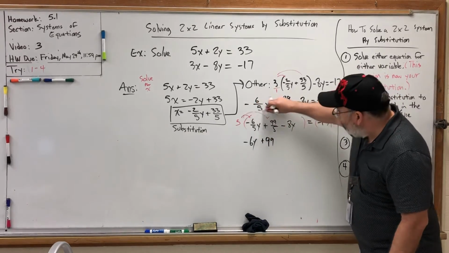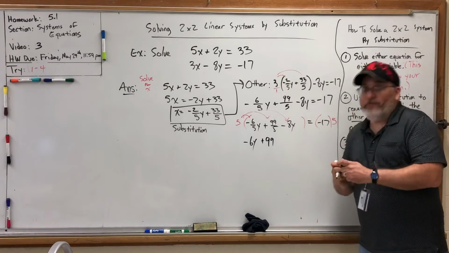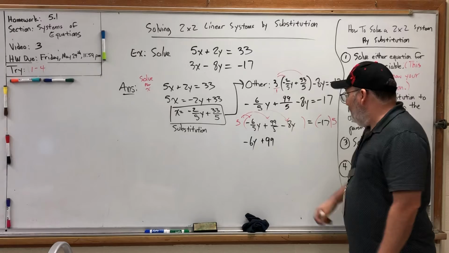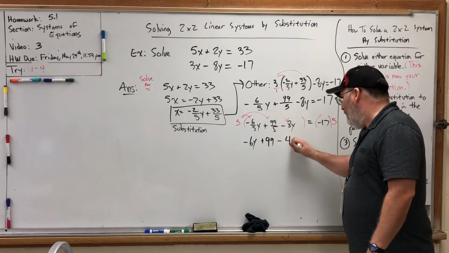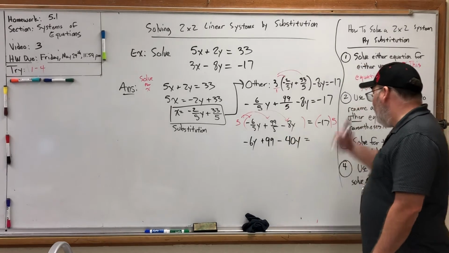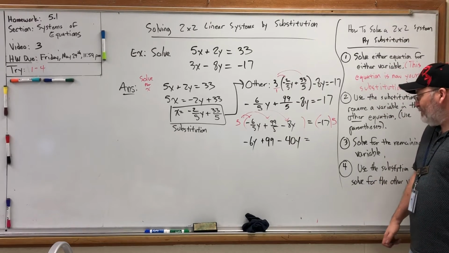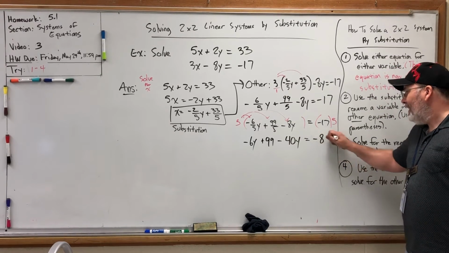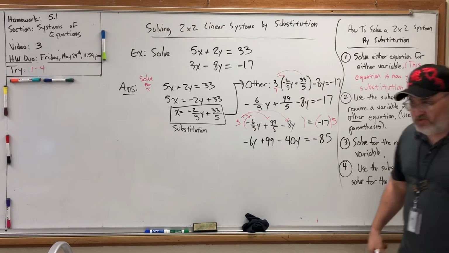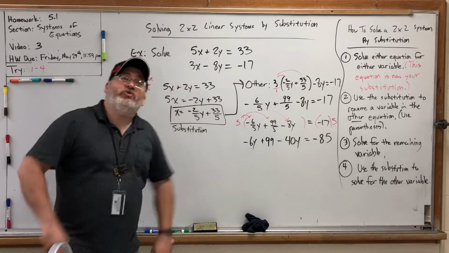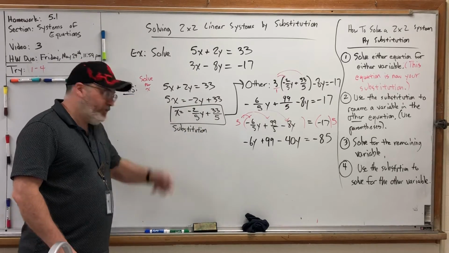Now on the third part of the distribution over here, there is no fraction, so I'm actually going to multiply by 5. 5 times negative 8y is negative 40y. And on the right side of the equation, there are no fractions, so I have to do negative 17 times 5, which is negative 85. Again, feel free to use a calculator to facilitate the multiplying. Hooray, no more fractions. I still got to solve this, but you know how to do this.